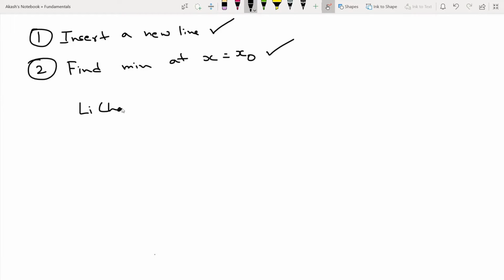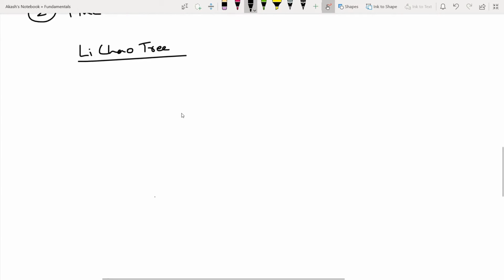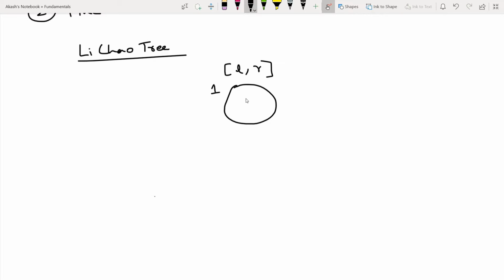Lee-Chao tree. As I said, this tree is actually like a segment tree. A segment tree has a node. A node has some number, let's say it's the first node, and it signifies a range from L to R. And if it is a minimum segment tree, then whatever the minimum between L and R is, it stores that. So a node also has a value.